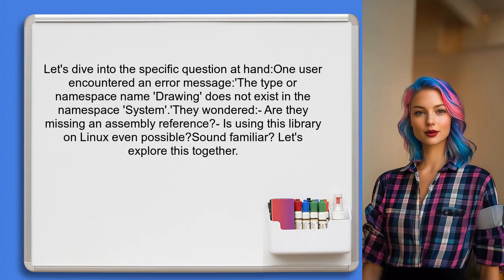Let's dive into the specific question at hand. One user recently encountered an error message stating that the type or namespace name Drawing does not exist in the namespace System. They wondered if they were missing an assembly reference or if using this library on Linux was even possible. Sound familiar? Let's explore this together.